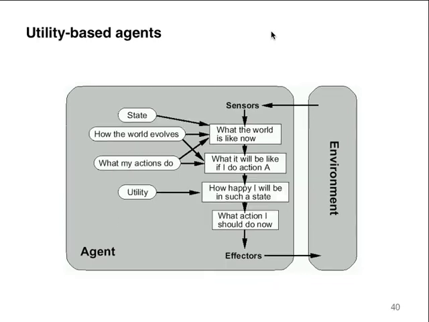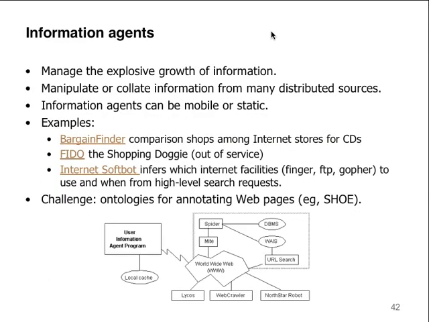So we looked at the different types of agents, and now what we're doing here at the end is looking at information agents, and this is the search engine, the last type of agent I forgot to cover here. It manages the explosive growth of information. The information agent or the search agent that's part of your Google or your Yahoo is the key to information retrieval on the internet for most people.